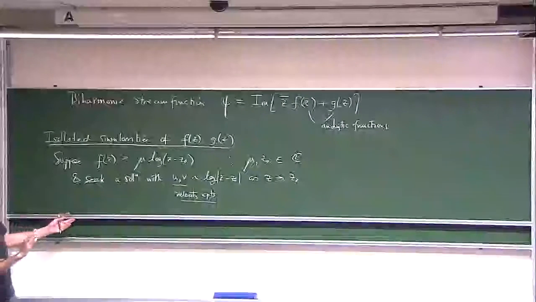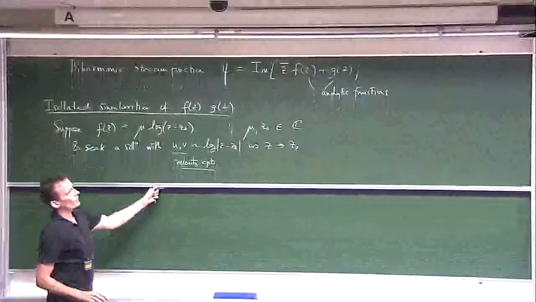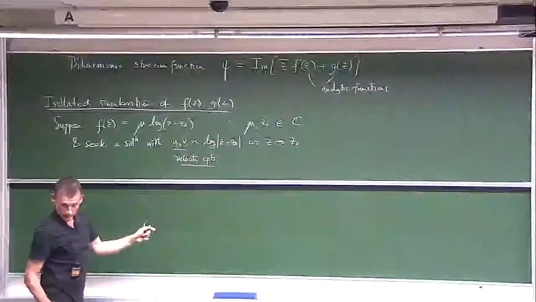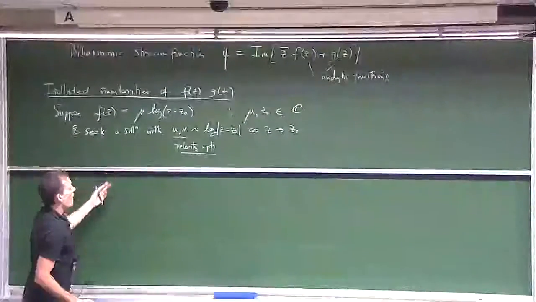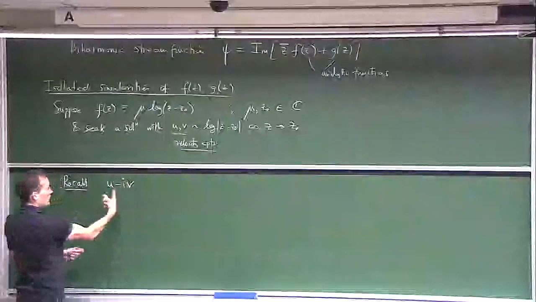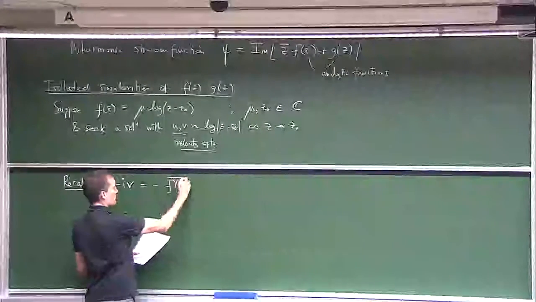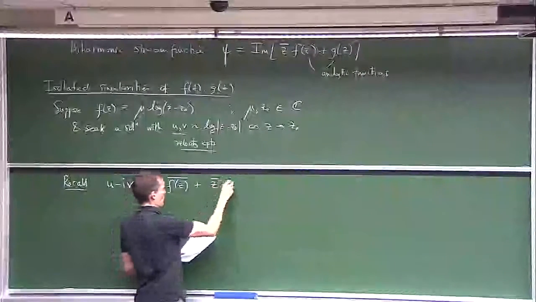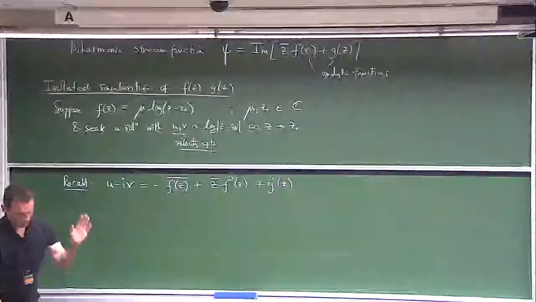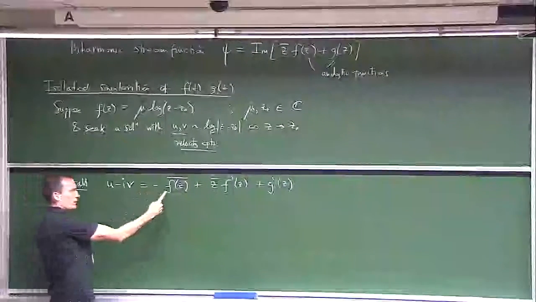Okay. So we're letting f have a logarithm, and we want to find a corresponding flow where the velocity components are logarithmically singular. Okay. So to do that, let's recall that if you want to know what the complex velocity is in terms of f and g, then it's this. Remember, I derived that, I think, on Friday or Tuesday last week. So this complex velocity vector is related to the f and g like that.